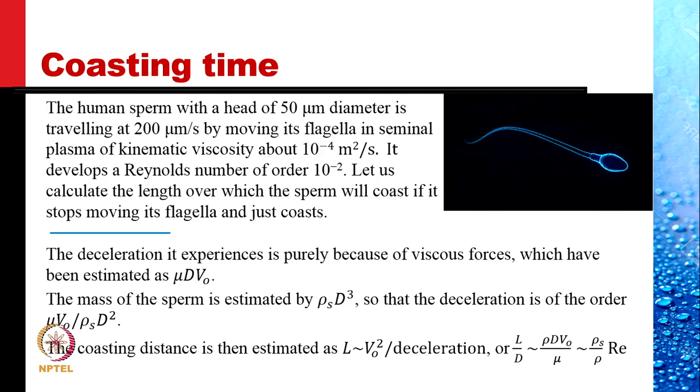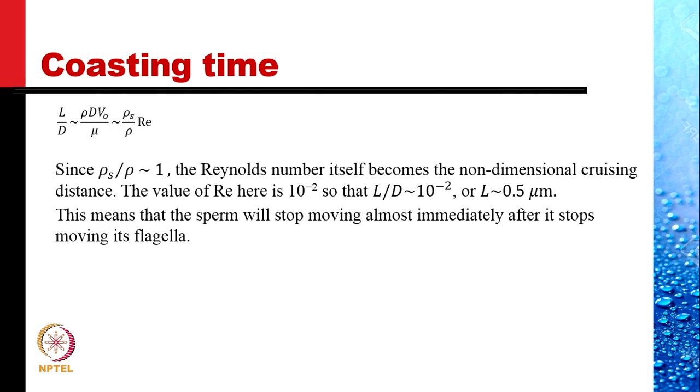Or that L by d is like rho d v naught by mu, which is like rho s by rho times Re, where Re is the Reynolds number. Since rho s by rho is like what? The density of the sperm and the density of the plasma is about the same. The Reynolds number itself becomes the non-dimensional cruising distance. The value of Reynolds number is 10 raised to minus 2. So that L by d is 10 raised to minus 2, or L is like 0.5 micrometers.